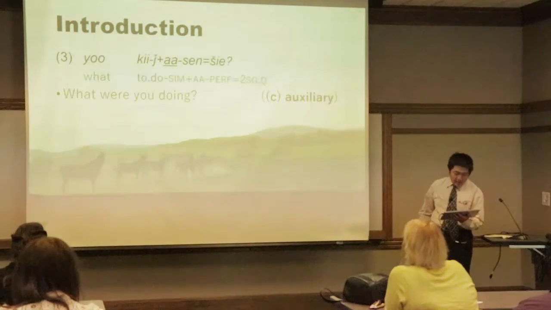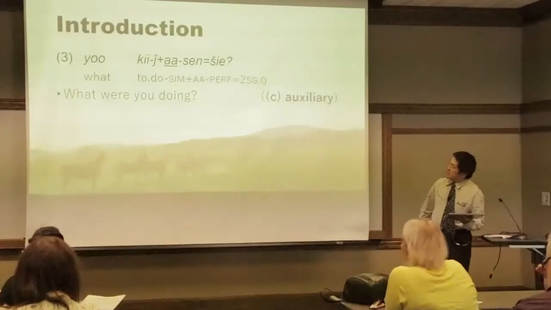And the next, yoki jasun shu. This is auxiliary use. What were you doing? Kiji asun shu: to do, to be, and past. So this is just like do, be, you. What were you doing? This is the meaning.